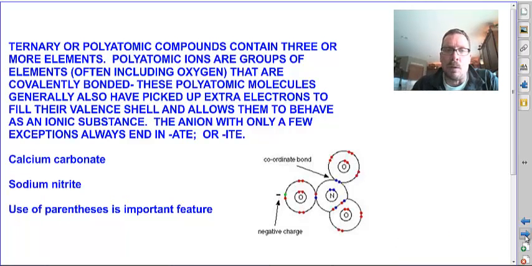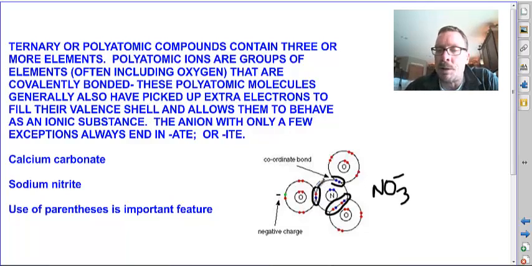Okay, so what are these polyatomic ions and polyatomic compounds? Well, the compounds themselves have three or more elements. The ion, the anion part, is generally, in the case of this nitrate that I'm showing, a group of elements, often with oxygen. Oftentimes they are a couple of nonmetals, but they are covalently bonded. So all these bonds right here are where they are sharing. Here's a double bond, here's a bond here. They are sharing their electrons to fill their octet shell.